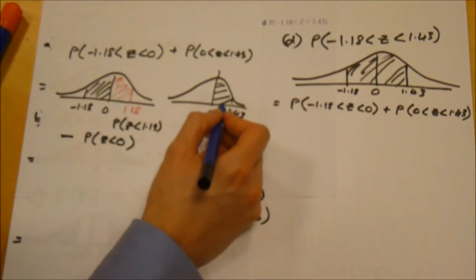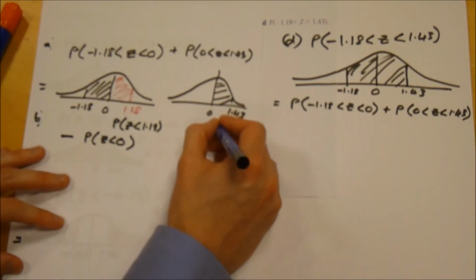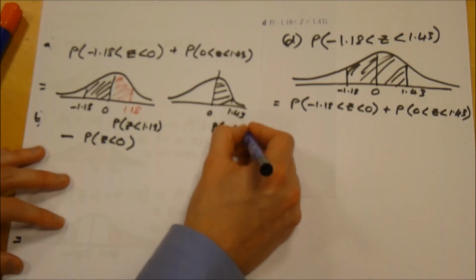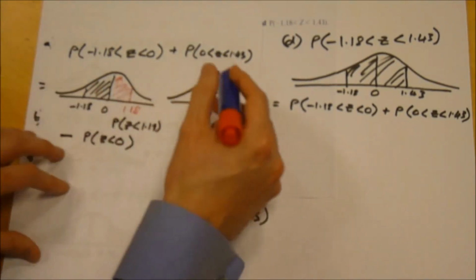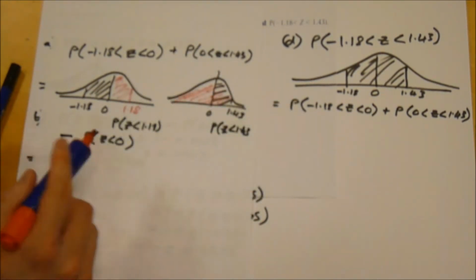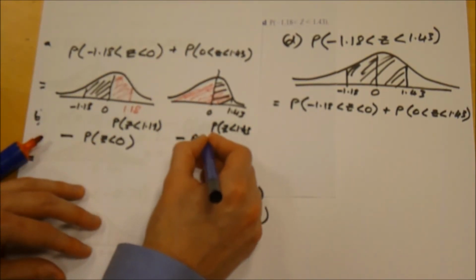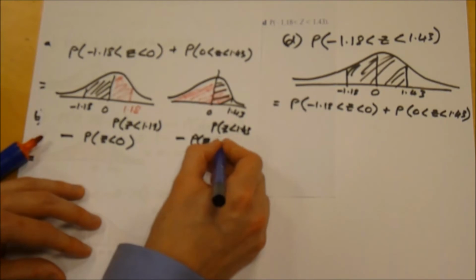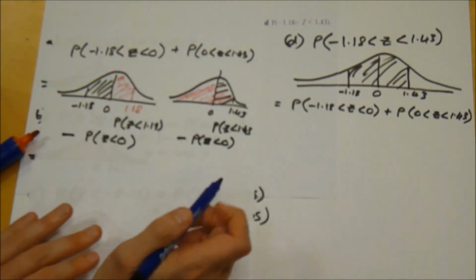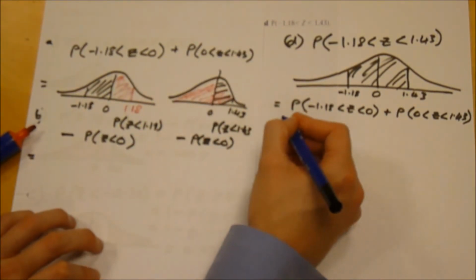And then the right hand side, the probability that z is between 0 and 1.43, well similarly that's the probability that z is less than 1.43. That gives me everything less than 1.43. Take away the probability that z is less than 0. So take away that bit, leaving me with the part I want, that z is between 0 and 1.43. So I'm going to go back to my tables for that.